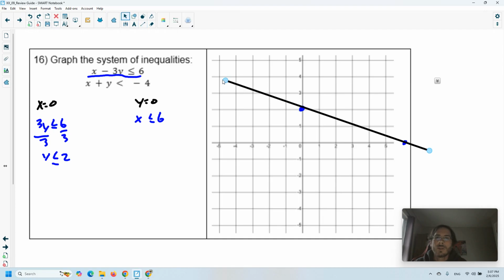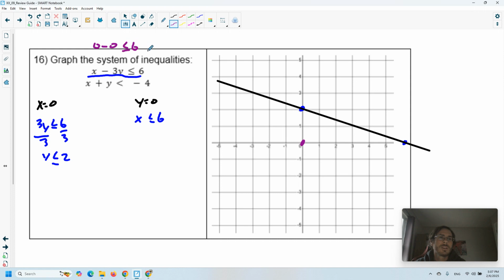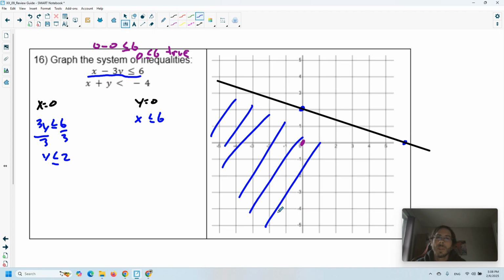And so this is kind of the tricky part, is y is not by itself. So we can't use our regular trick of saying less than is below. We have to think about it. And to think about it, we'd need to try a test point. So we would test 0, 0, and say 0 is less than or equal to 6. 0 is less than or equal to 6 is true. So that means we do want to shade down here. So we're going to shade this area down here.